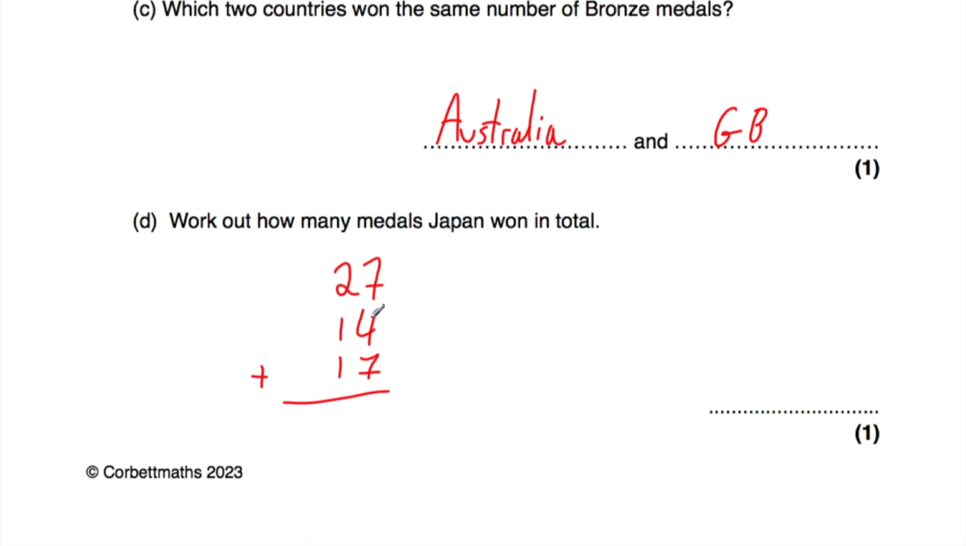7 plus 4 is 11, plus 7 is 18, so let's put our 8 down and carry our 1. Then we've got 2 plus 1 is 3, plus another 1 is 4, and plus another 1 is 5. So that means that Japan won 58 medals, and that's it.